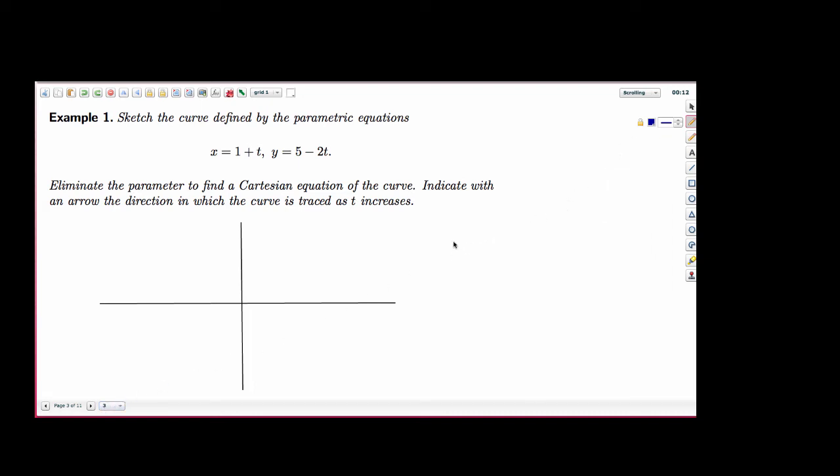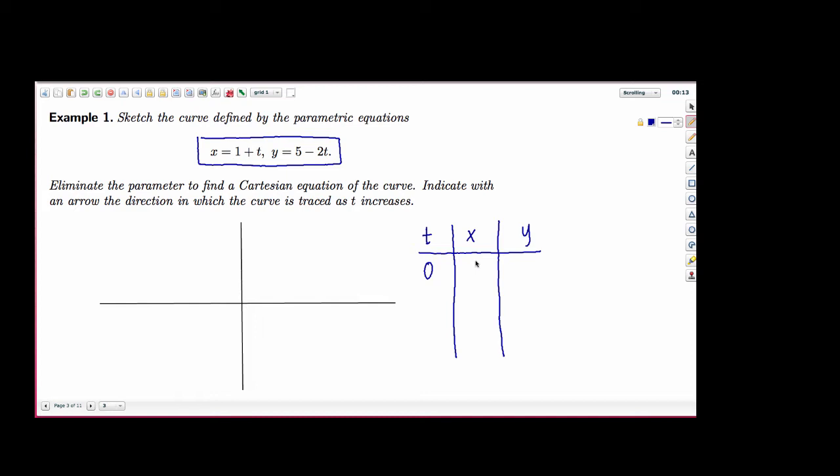So here we're going to sketch the curve defined by the parametric equations x is 1 plus t and y is 5 minus 2t. I'm going to start just by thinking about what the x, y coordinates are for various values of t. I'll start by plugging in 0. It's a nice easy one to plug in. So when t is 0, x is 1 and y is 5. So I'll go to my graph and plot over 1, up 1, 2, 3, 4, 5, and I get the point (1, 5) corresponding to t is 0.